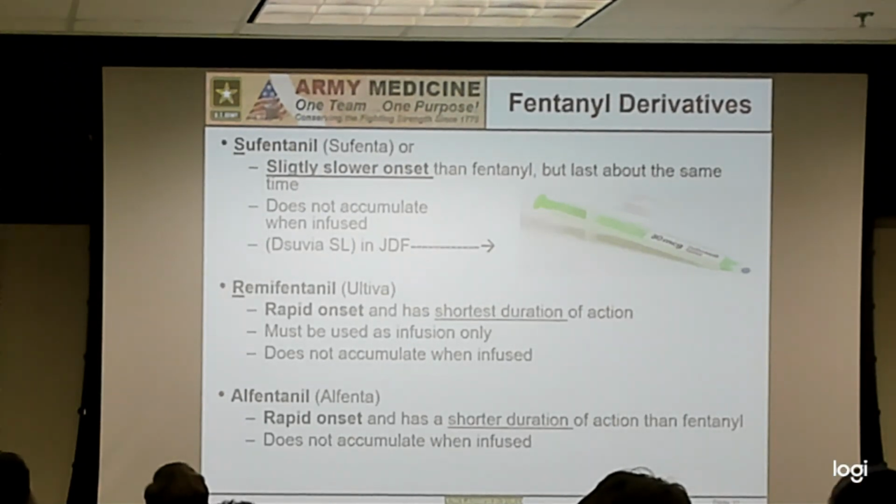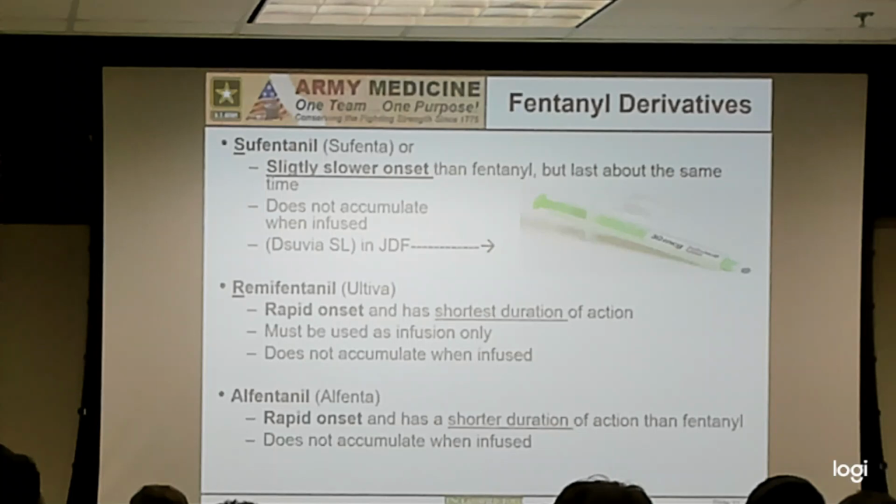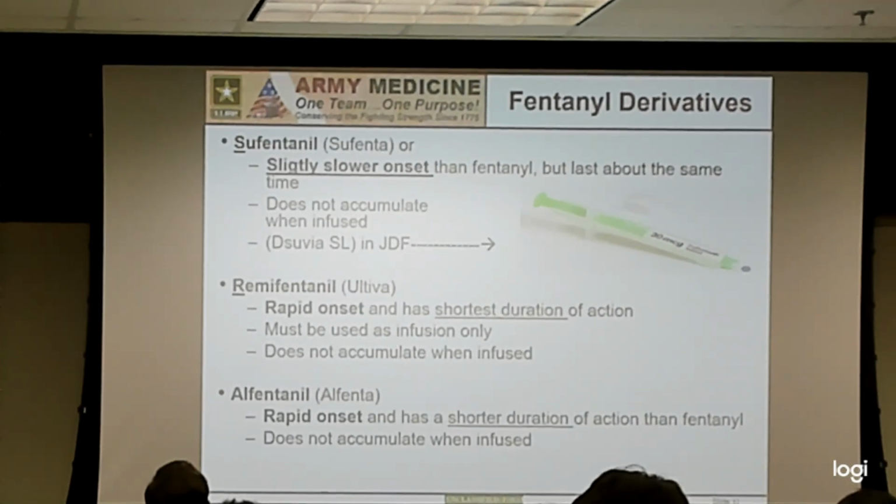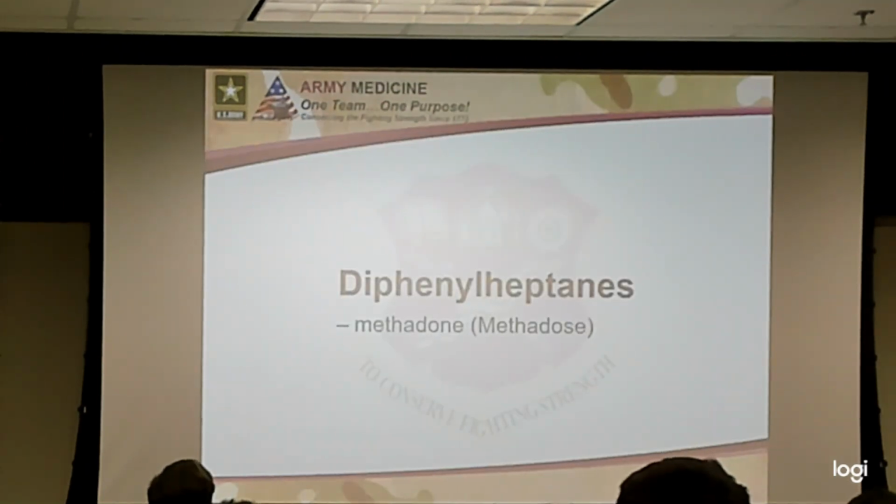So Remi is your most rapid, and your shortest duration. Your sufentanil, slightly slower with a similar duration. And your alfentanil, rapid onset with a shorter duration. And then all of these, you see they don't accumulate when they're infused how our fentanyl did.